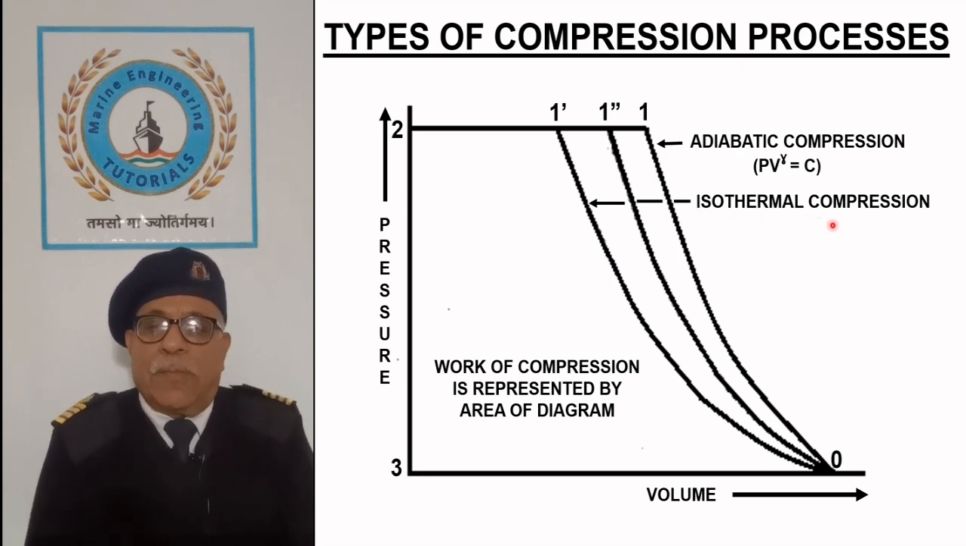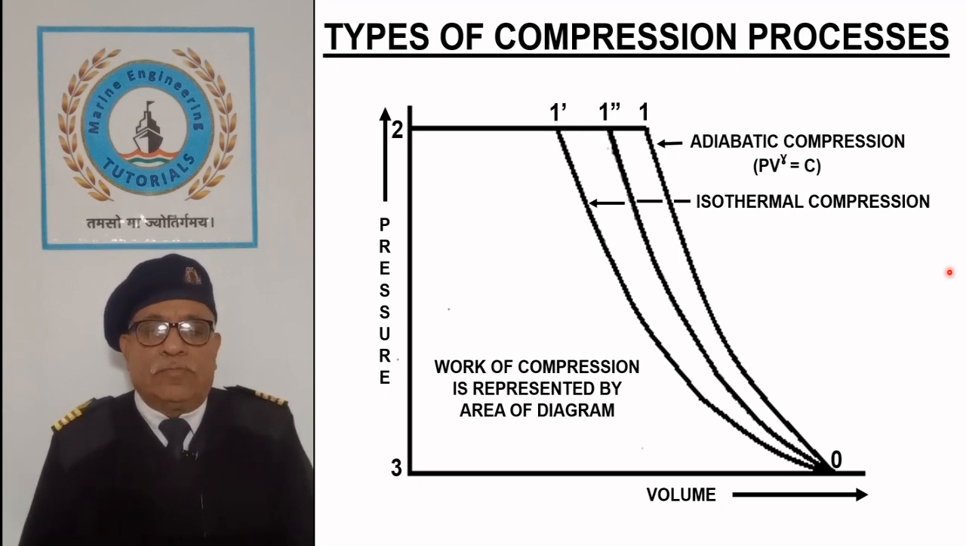In isothermal gas compression process, the temperature remains constant, which means that heat would have to be removed from the gas as it is supplied to gas during compression. This will require a slow moving piston and well cooled cylinder. Isothermal process follows the law PV is equal to constant. The work of isothermal compression is given by the area 0, 1, 2, 3, 0.